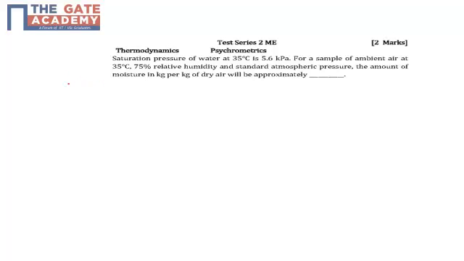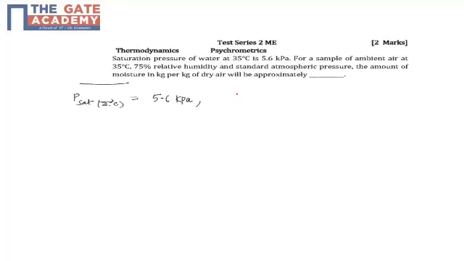Let's discuss a question from thermodynamics. It's from psychrometry. Saturation pressure of water at 35 degrees Celsius: Psat at 35 degrees Celsius is given as 5.6 kPa, kilopascals.